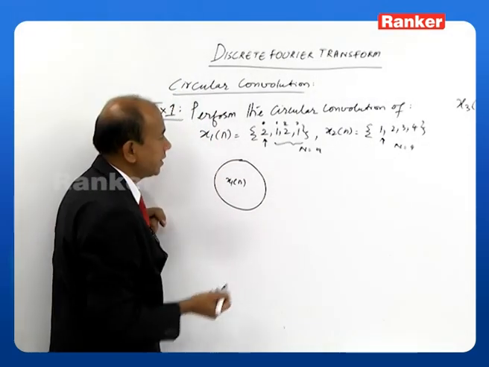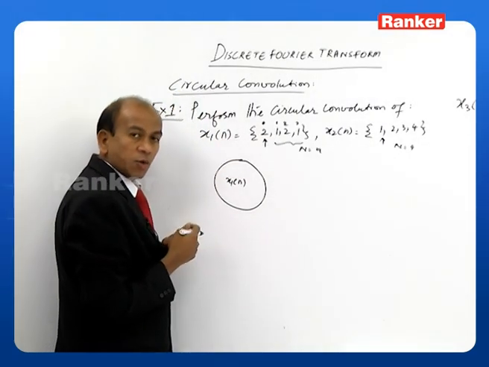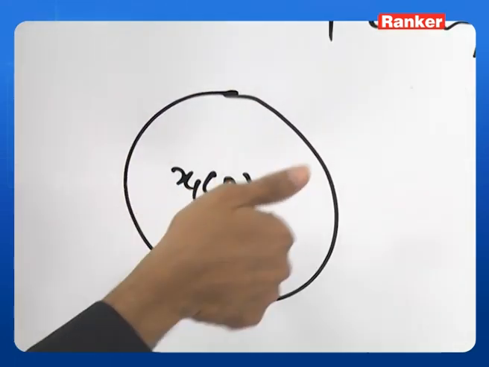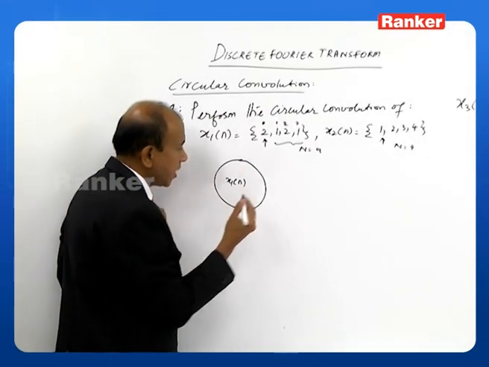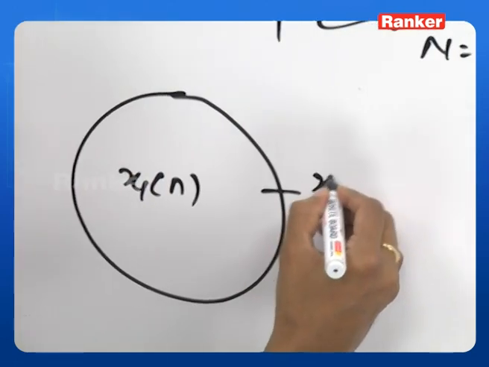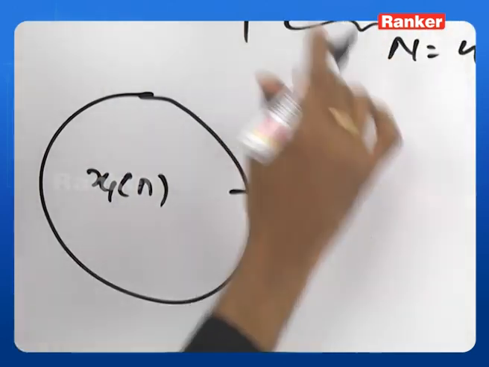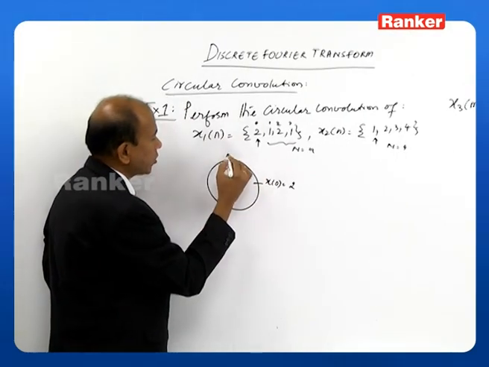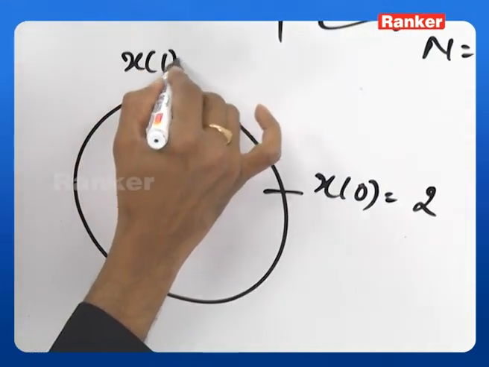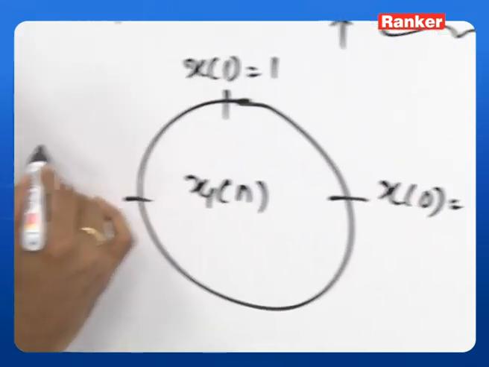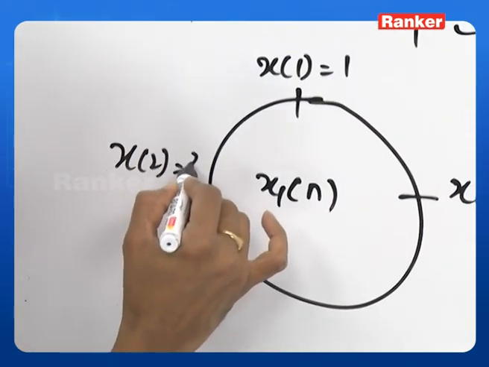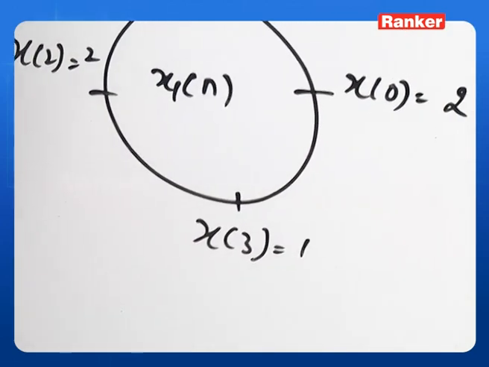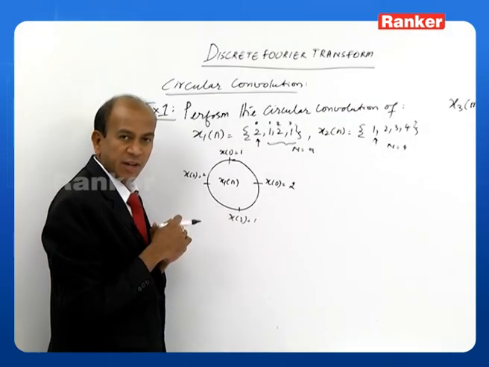So let's start plotting them. While plotting, we plot in the anti-clockwise direction. That's what we are following here. So let us say this is my x of 0. How much is x of 0 here? 2 here. Similarly, what is x of 1 here? 1. This is x of 2, equal to 2, and this is x of 3, equal to 1. This is what we have plotted in the first case.